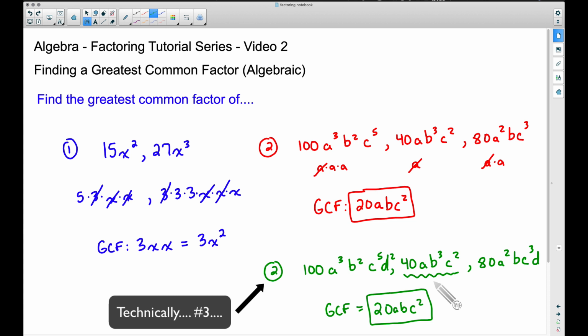In part 3, we'll start throwing some expressions in here, some binomials and trinomials. And if you don't know what those are, I'll give you a refresher when we move on to video 3. And there you have it, finding a greatest common factor in an algebraic approach here, throwing some variables into the mix. And that's it for this video. I hope it helped.